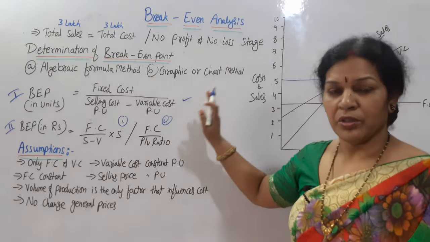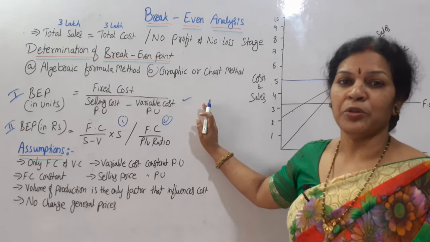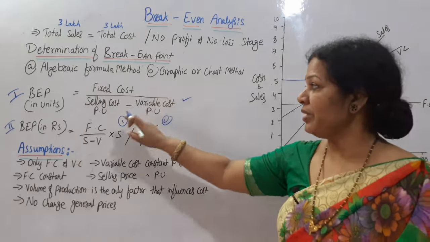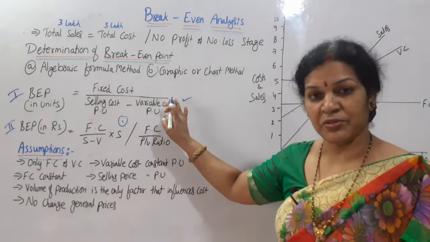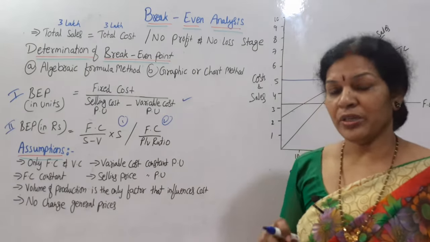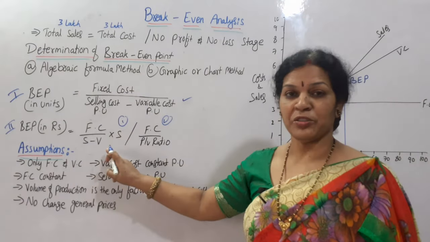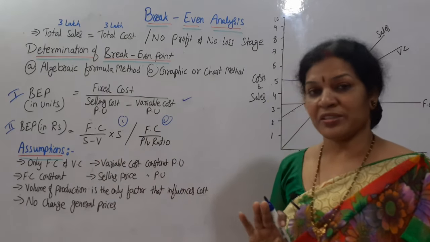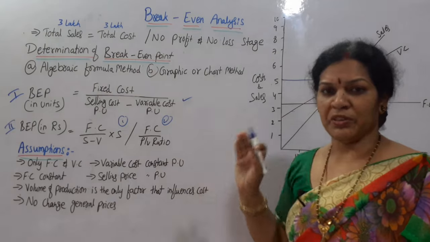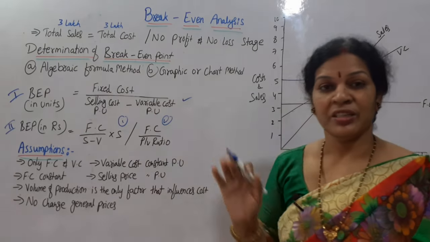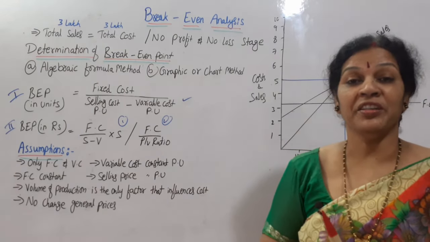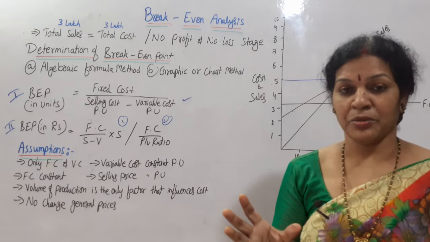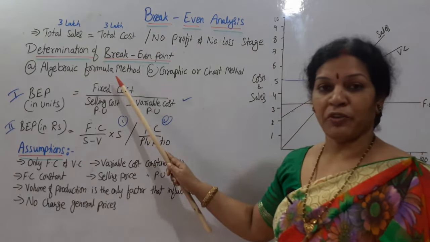So right now, to determine the break-even point, we have only two formulas. The first is to know it in units: fixed cost by selling price per unit minus variable cost per unit. To know it in value: fixed cost by selling price minus variable cost into selling price, fixed cost by S minus V into S, or fixed cost by PV ratio, any formula. So this is the calculation of the break-even point through the algebraic formula method.